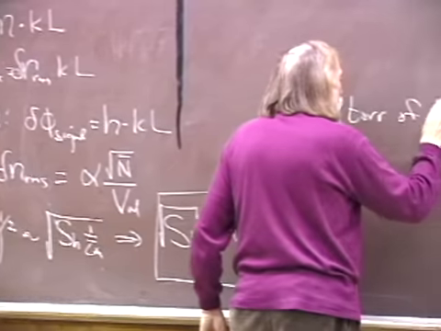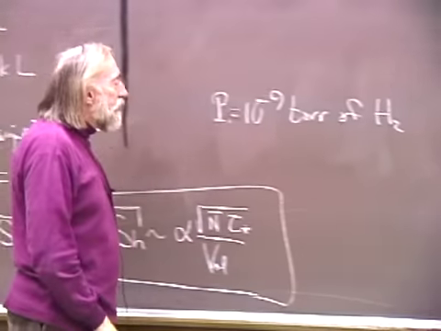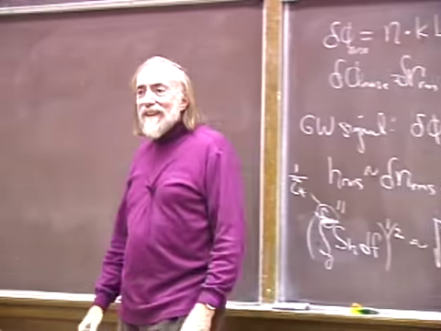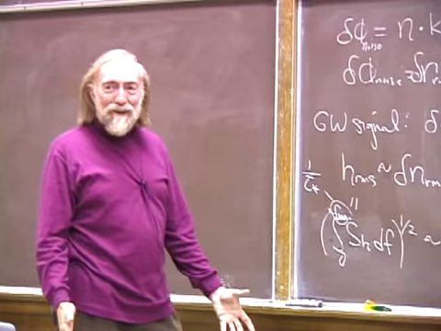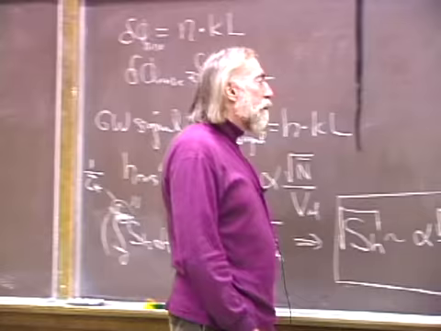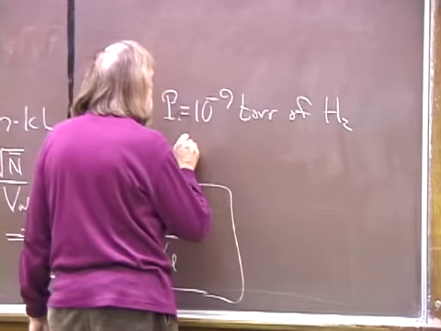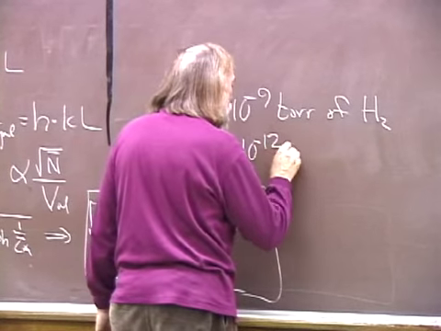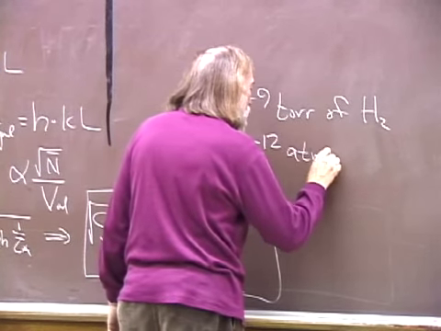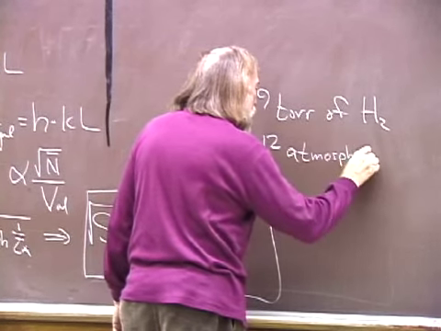The pressure that LIGO is designed to operate at is about 10 to the minus 9 torr of hydrogen. The torr is one of those units that is almost as obscene as astronomers' units. It's a millimeter of mercury. But it's about 10 to the minus 3 of an atmosphere. And so this is about 10 to the minus 12 atmospheres. So it's a very good vacuum.